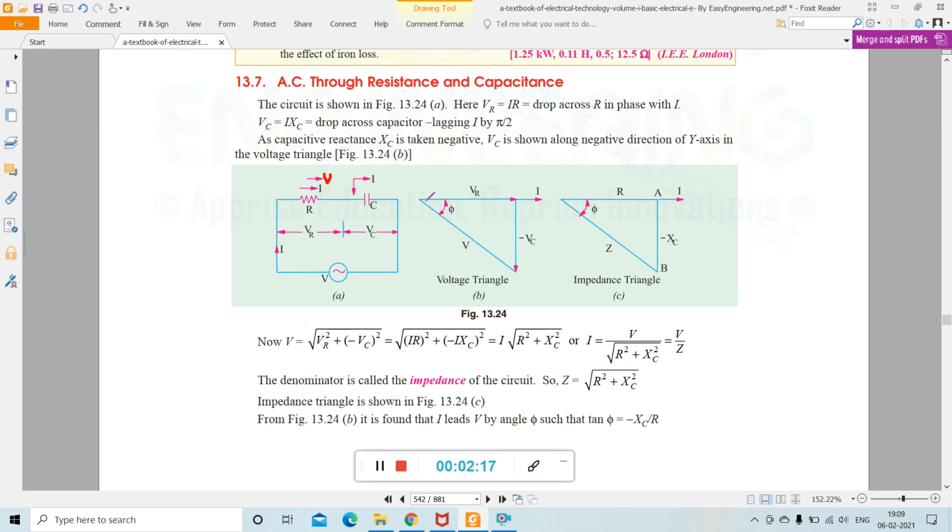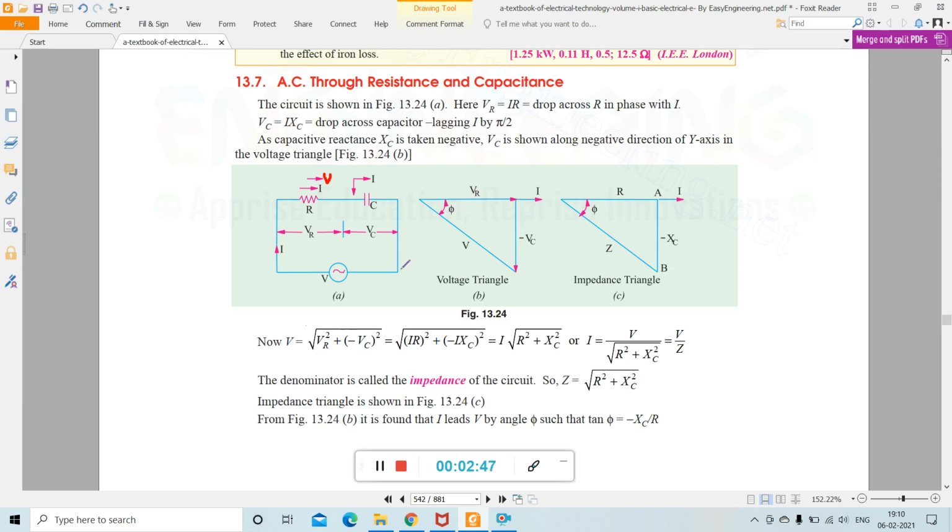See here, in this phasor diagram, if our current is the reference line, VR is in phase with I, but VC is lagging behind I by an angle pi by 2. That's why VC is taken in the negative direction, minus VC. So here the resultant is V, and the angle between V and VR is phi.